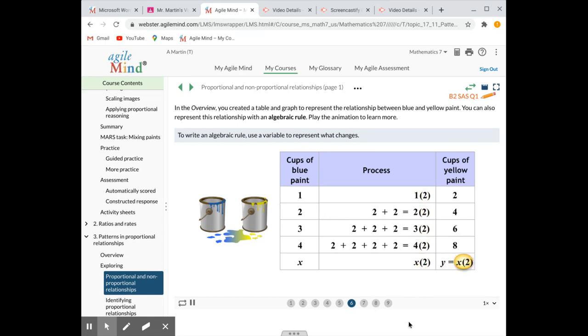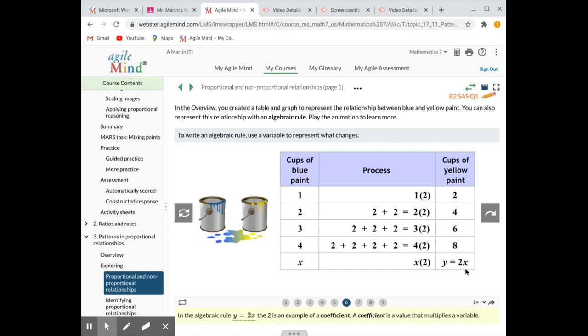So this is how they wrote it. They said that y equals x times 2 or y equals 2x. So it says in the algebraic rule, y equals 2x. The 2 is an example of a coefficient. What does it say a coefficient is, Layla? A coefficient is a value that multiplies a variable. All right, so it's the number that we multiply by the variable.